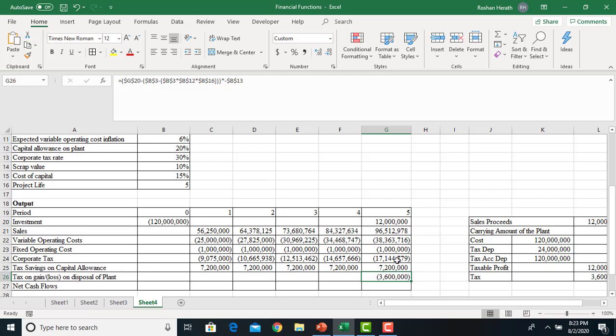In this particular case, we have witnessed that at the end of the project life, the carrying amount had become 0. What if the carrying amount had not become 0? In that particular case, if you simply take the sales proceeds and multiply it by the tax rate, the answer would be wrong. So that's why I did it more comprehensively. Now, whatever change I make over here, it should reflect here.